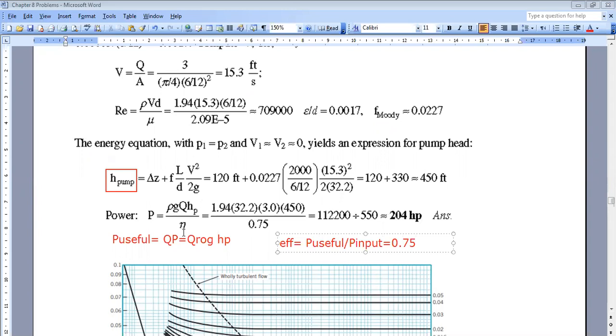Any question on this problem? Yes, please.